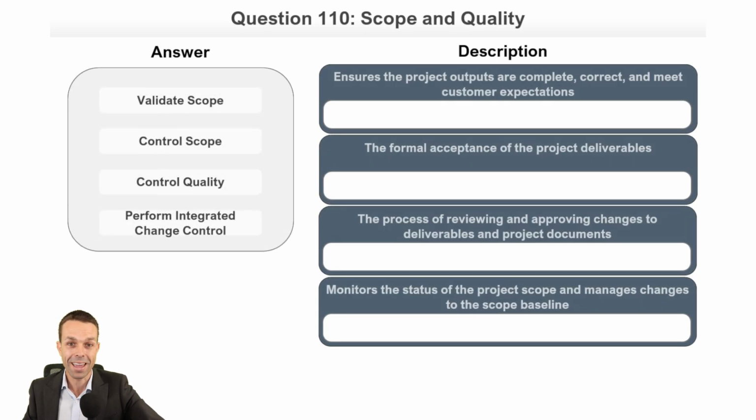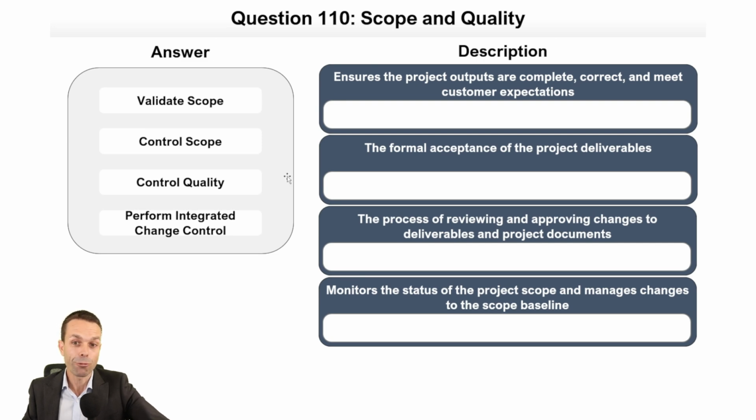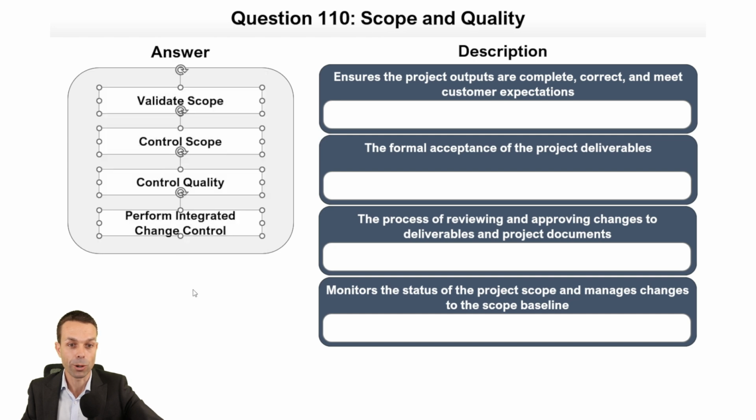Amazing job, guys. And nearly there, we're up to the last one. Scope and quality. If we ensure that the project outputs are complete, correct, and meet customer expectations. I see what's going on here because these are often confused. So validate scope versus control scope versus control quality. These are often confused in a project.